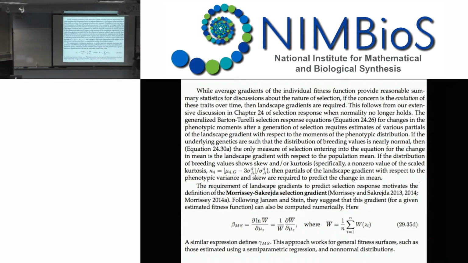So Lande-Arnold is extremely powerful, but has problem number one. It's a quadratic that limits the type of things you get. You can often get incorrect fitness surfaces by forcing a quadratic fit on that. Again, we'll talk more about that tomorrow.